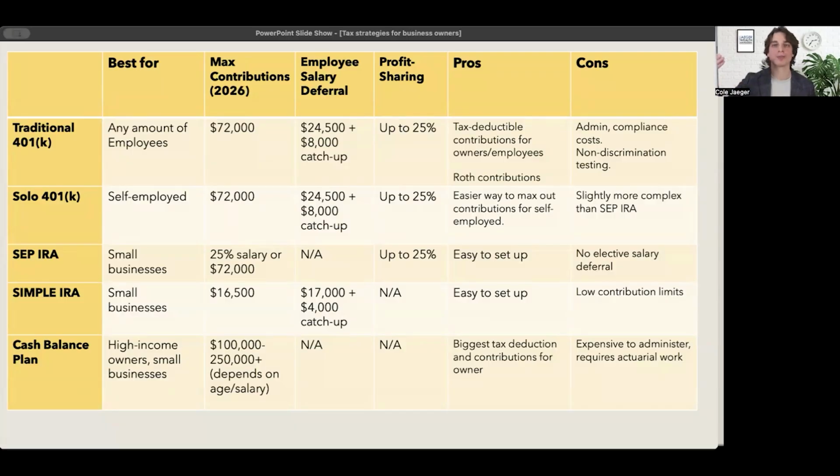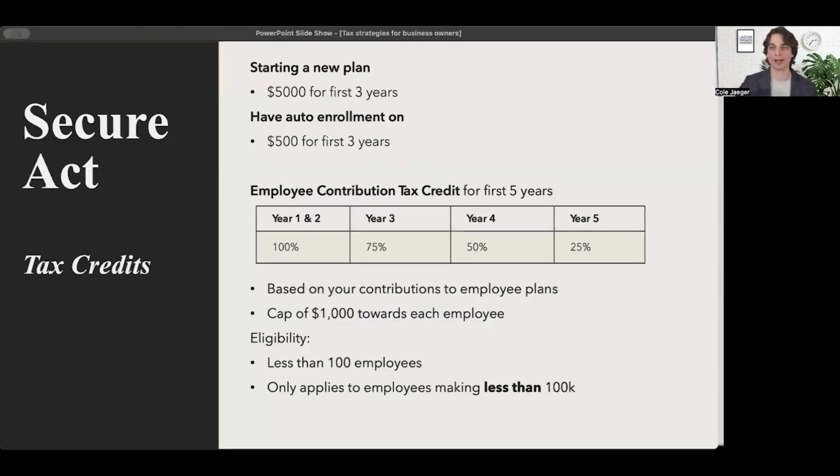I'm sure you're wondering about the costs of setting up a plan, and they can certainly vary, but the good news is that these costs can be offset by tax credits with the Secure Act. So if you are starting a new plan, you can get $5,000 a year in each of the first 3 years just for starting the new plan, and an additional $500 in those first years if you have auto enrollment on. So that's over $16,000 in tax credits just for starting the plan. This can really offset the cost of beginning one.